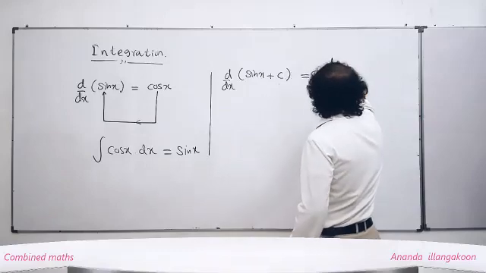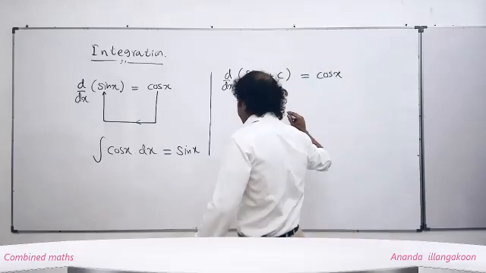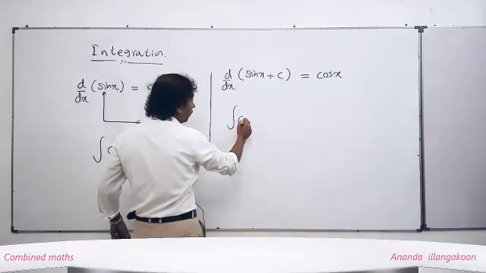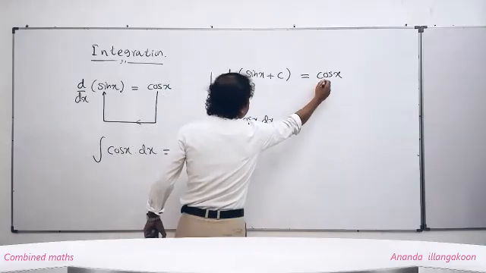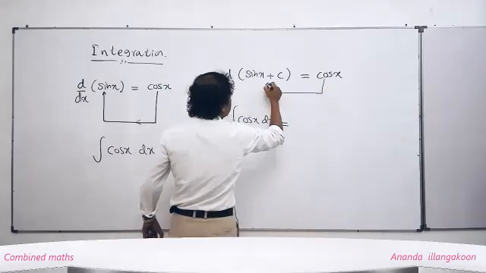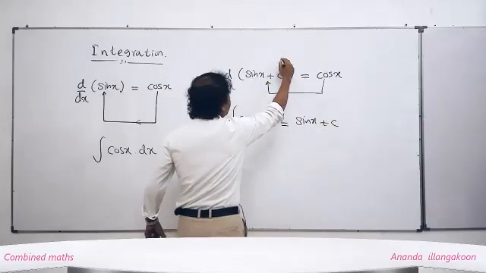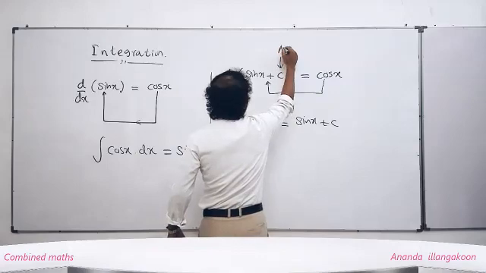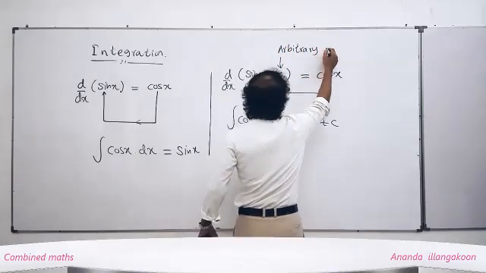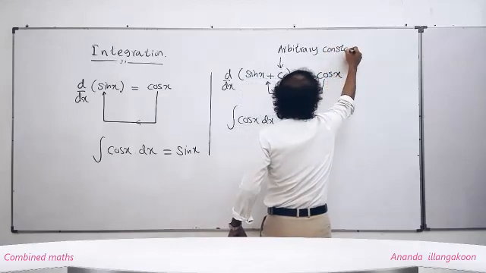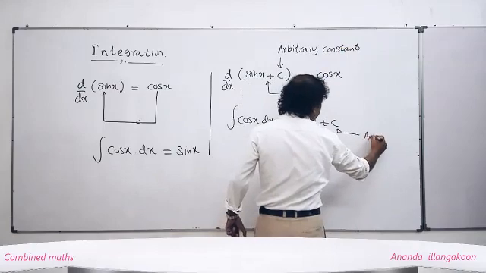Then the integral of this cos x, again we can write the integration of cos x is now, people, sin x plus c. What is c? This c is any constant. Any constant is called the arbitrary constant. This is that arbitrary constant.